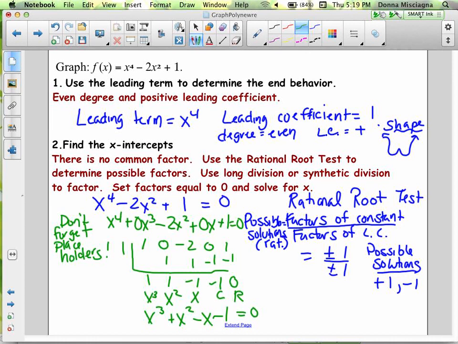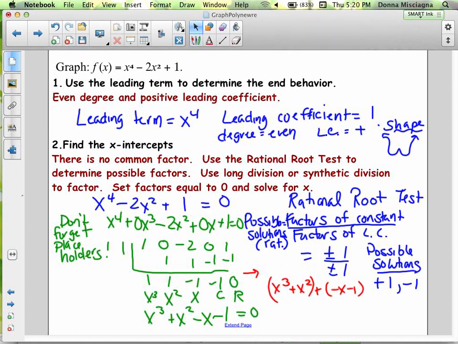I wonder if we can use factor by grouping now and switch from using synthetic division now that we've got it like that. Maybe instead of changing pages, I'll squeeze it over here. So we have x cubed plus x squared plus negative x minus 1. The first two are a group, and the second two are a group. I think I can squeeze it in here.